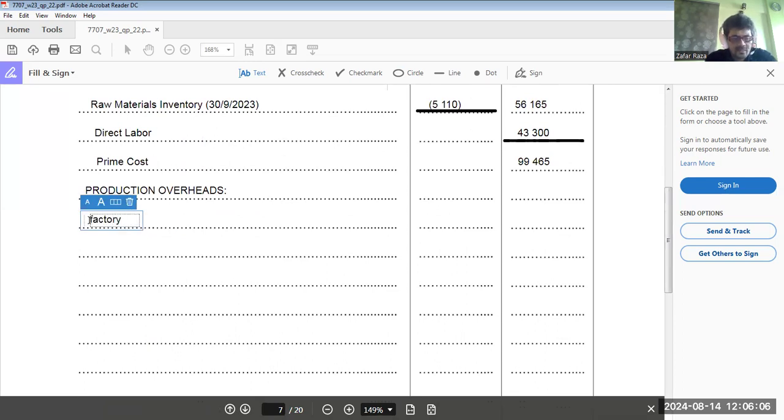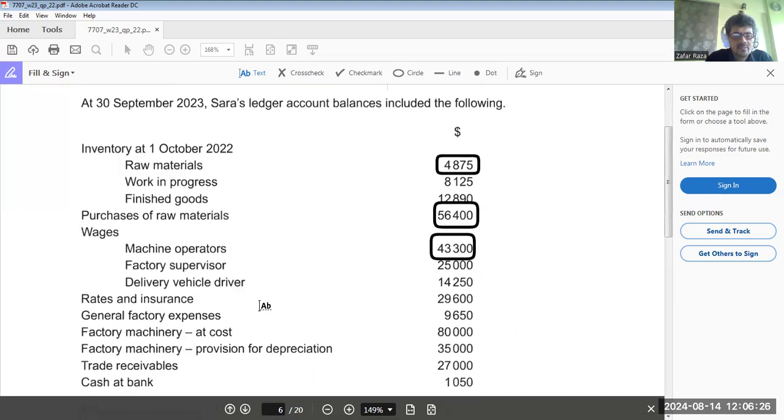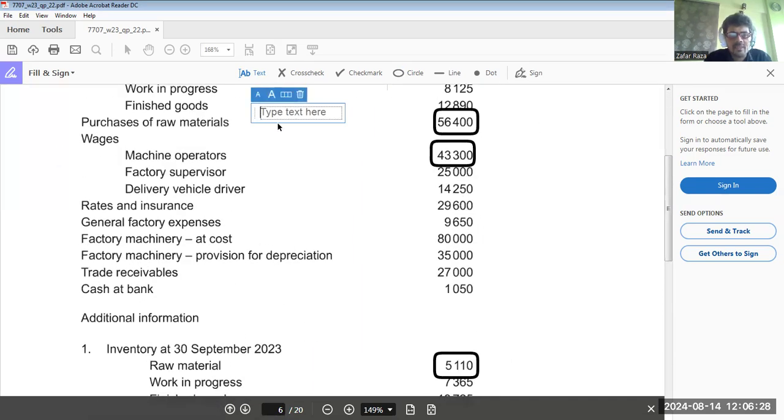Factory supervisors' salary is 25,000. Second, delivery and vehicle driver is in selling and distribution overhead, not part of the manufacturing account.